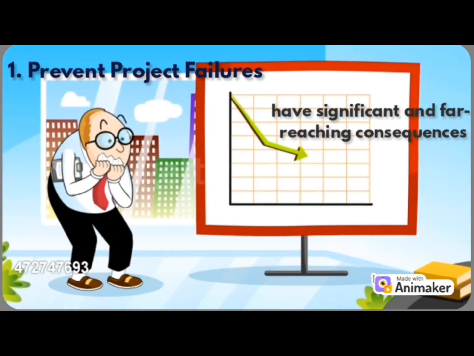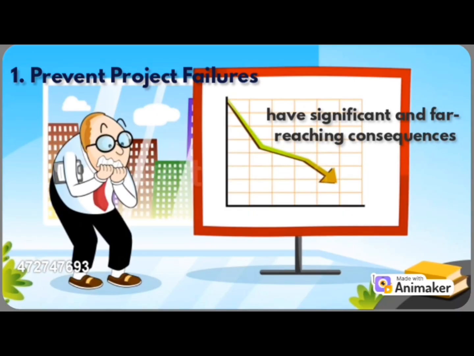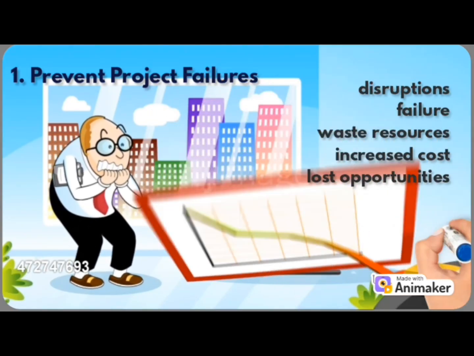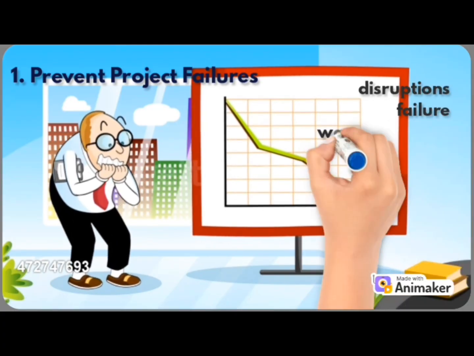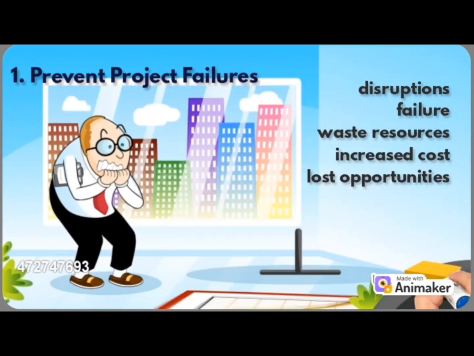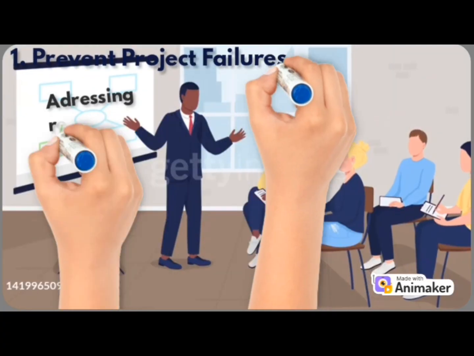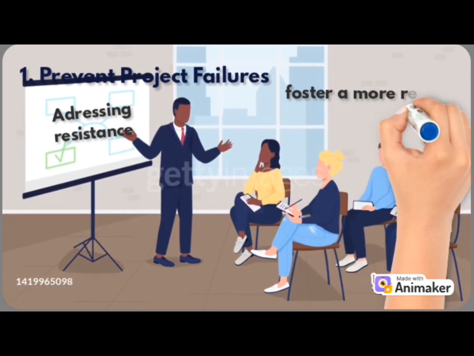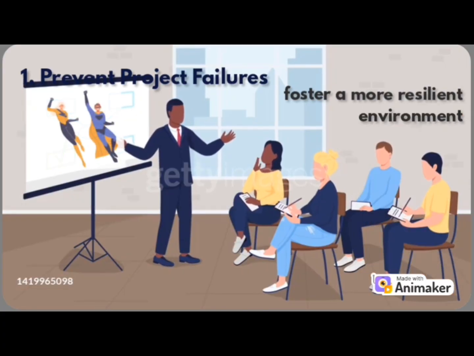This is crucial in managing resistance because project failures can have significant and far-reaching consequences for an organization. When resistance is not effectively managed, it can lead to disruptions, delays, and ultimately the failure of the project, resulting in wasted resources, increased costs, and lost opportunities. By proactively addressing resistance, organizations can minimize this risk, ensuring that projects proceed smoothly and align with strategic objectives. This not only preserves organizational stability, but also fosters a more resilient environment where future changes can be implemented more successfully.